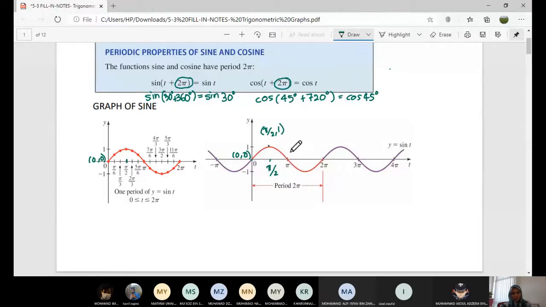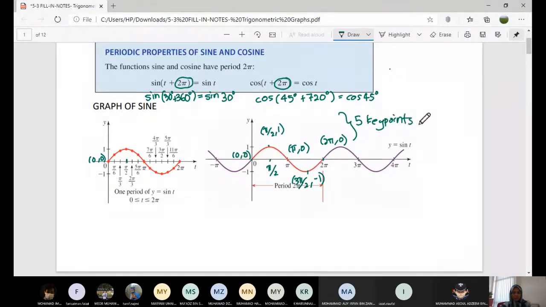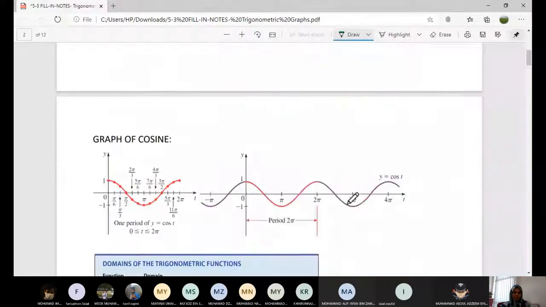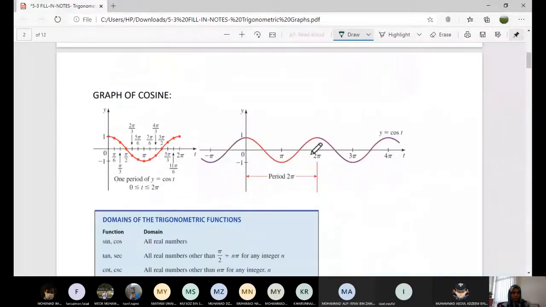And for the third key point, we have pi, 0. Fourth key point, we have 3 pi over 2, which is 270 degrees, and negative 1. And lastly, we have 2 pi, 0. All of these we name as the 5 key points. After this, we are going to sketch the graph using these key points. Okay, clear? And then we look at the key points coming from the graph of cosine.